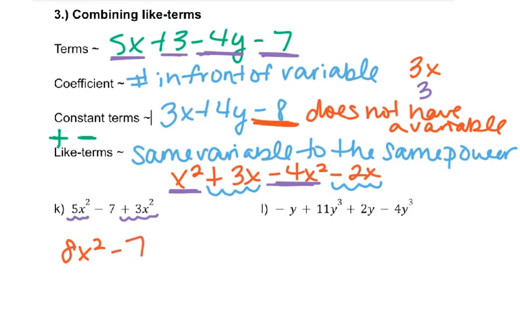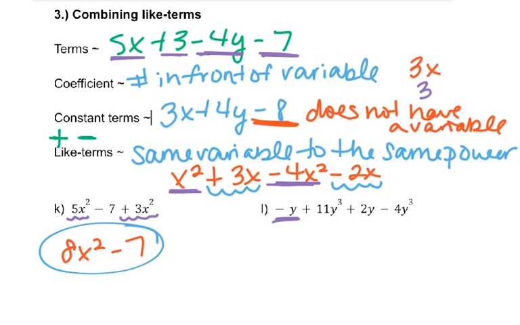Easy mistake to make. Then you have that minus 7. You can't combine it with anything because it's a constant, and there are no other constants. So this is your answer. It's as far as you can get. I know it looks a little weird because you're used to solving for x or having one answer. You don't have an equal sign, so you cannot solve for x. That's it. All right, this next one, negative y plus 11y cubed plus 2y minus 4y cubed.